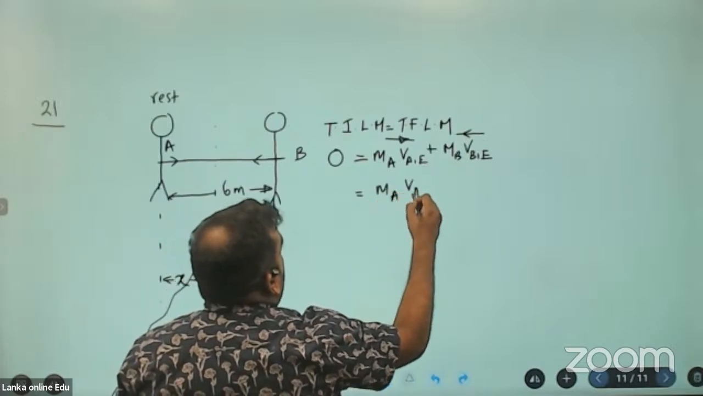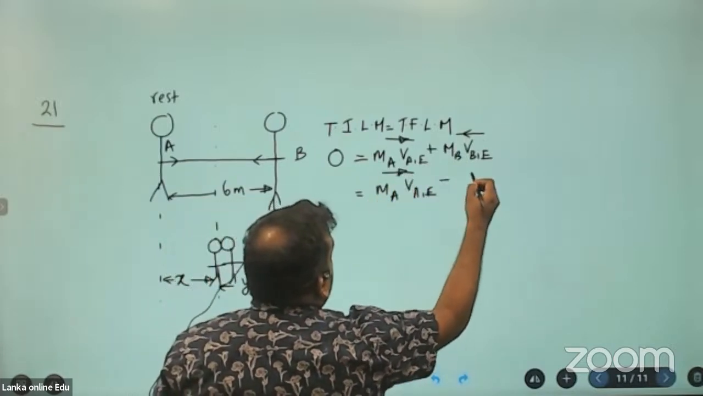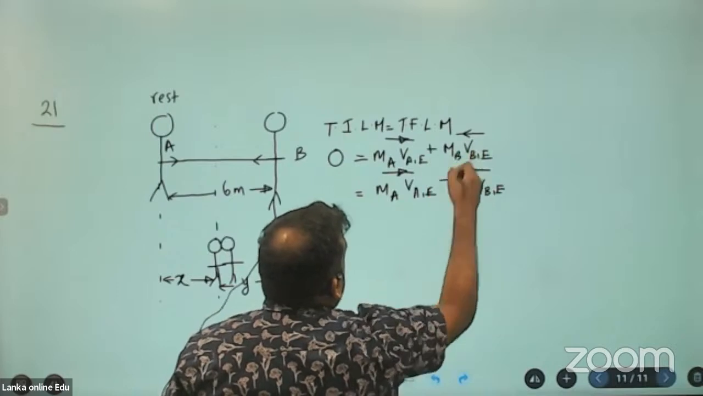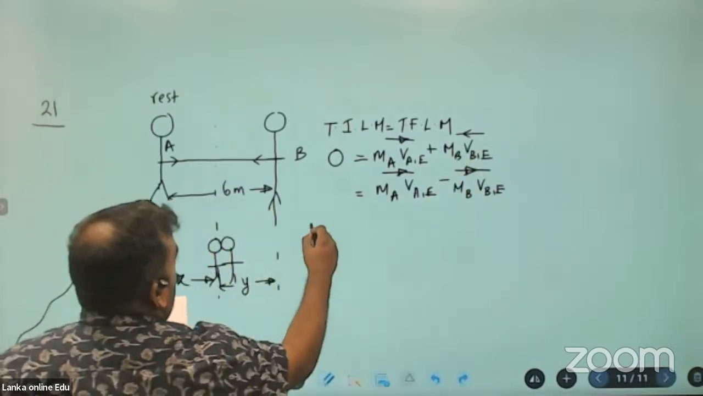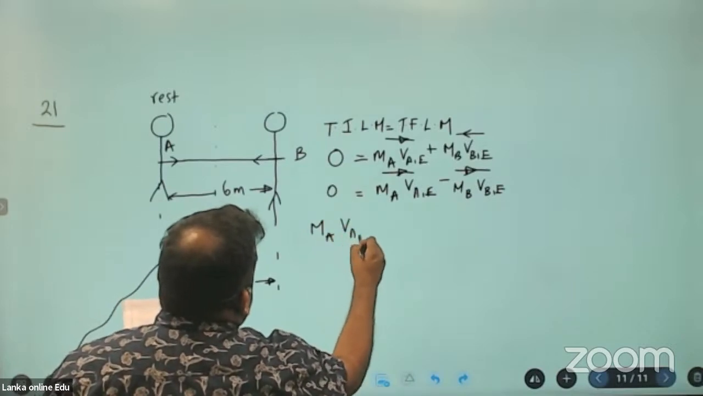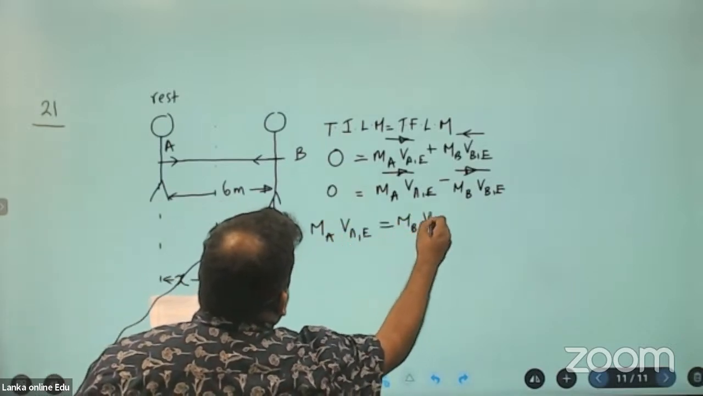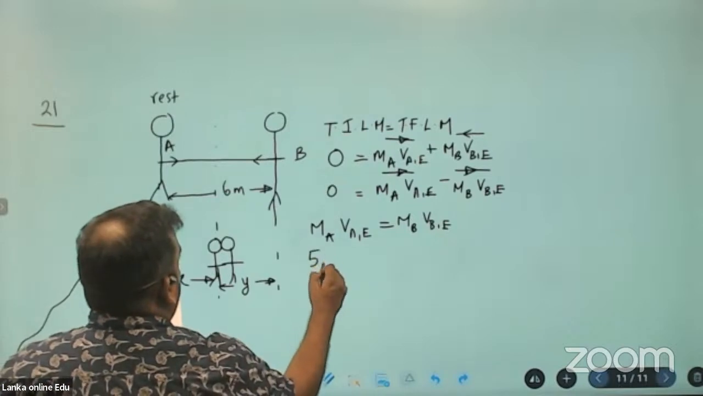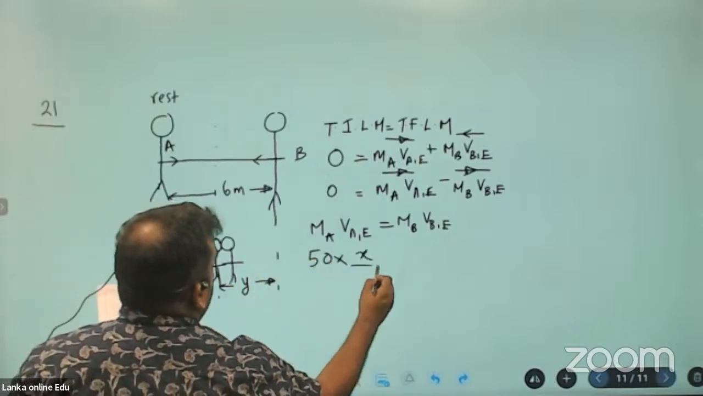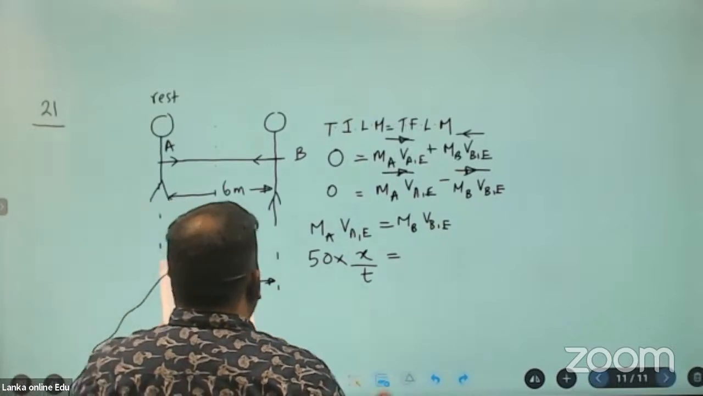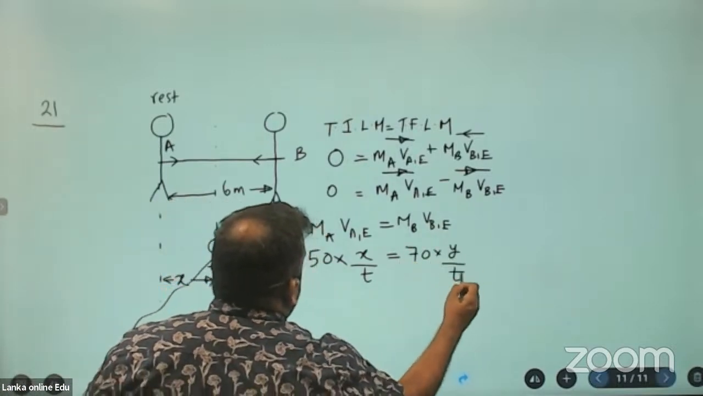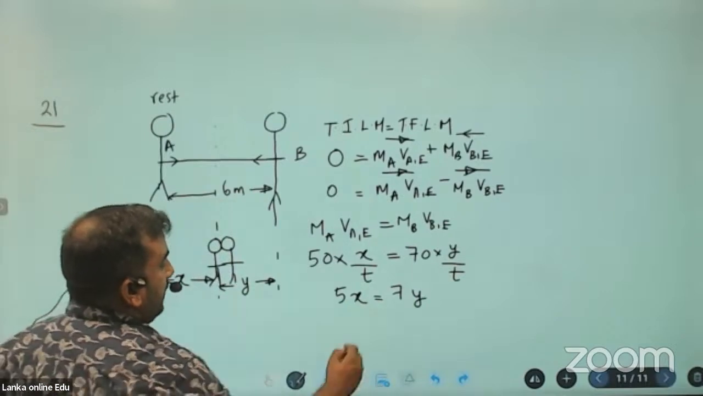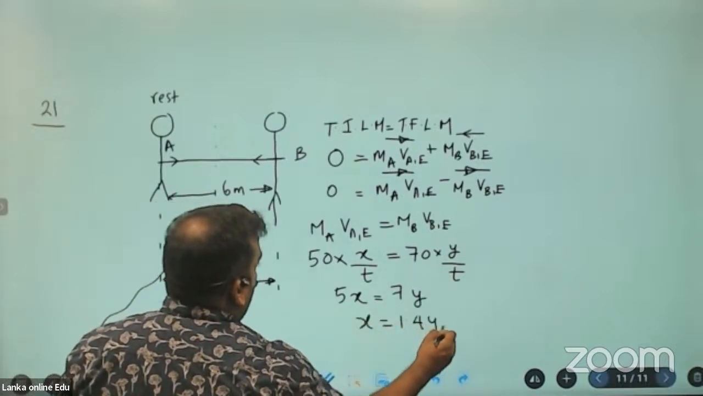Bring all vectors in the same direction. If I change the direction of B, minus. Mass of A times velocity of A with respect to Earth, mass of B times velocity of B with respect to Earth. Mass of A is 50 kilogram, velocity of A is displacement over time, x over t. Mass of B is 70 kilogram, y over t. So 5 times x equals 7 times y.